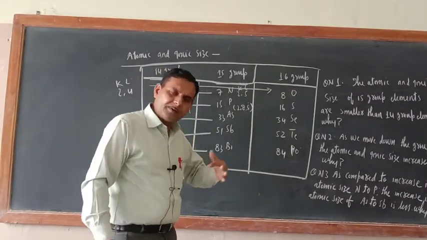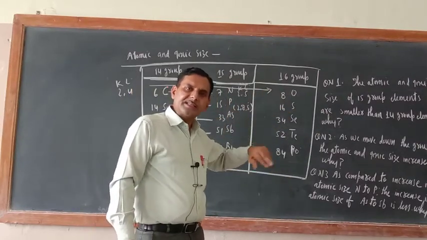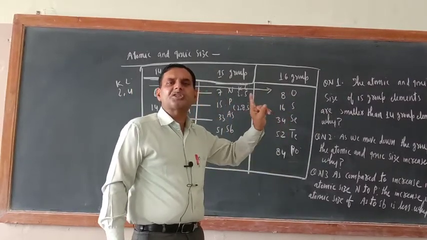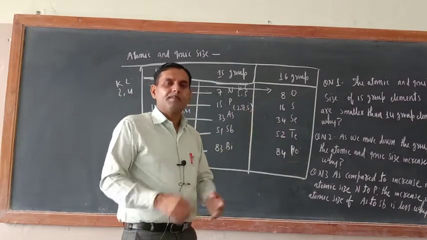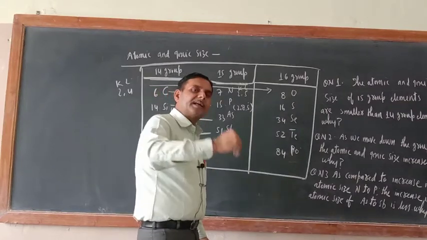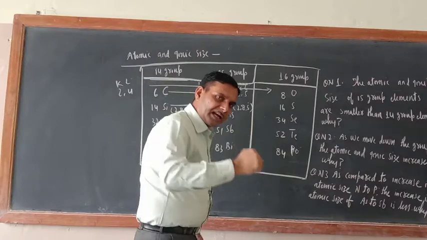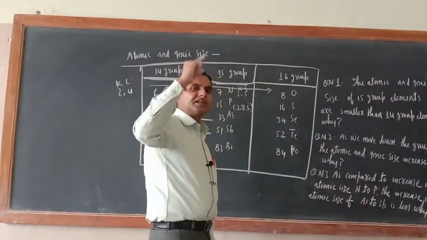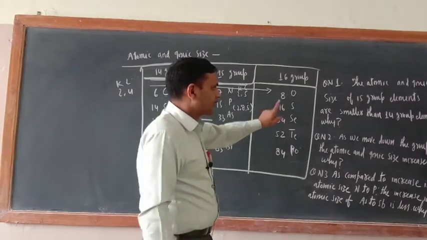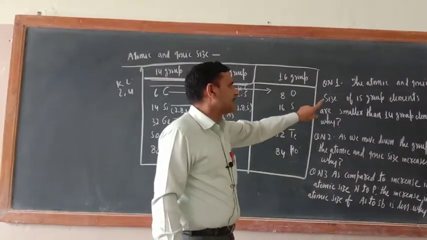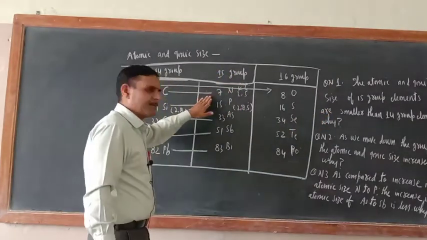Whenever we move across any period, in each successive element there is the addition of one electron, but no increase in the number of shells. The incoming electron will enter the same shell. Then when each electron enters, the nuclear charge increases, but the number of shells remains constant. What is our question? The atomic and ionic size of 15th group elements are smaller than 14th group elements. So it is very simple.